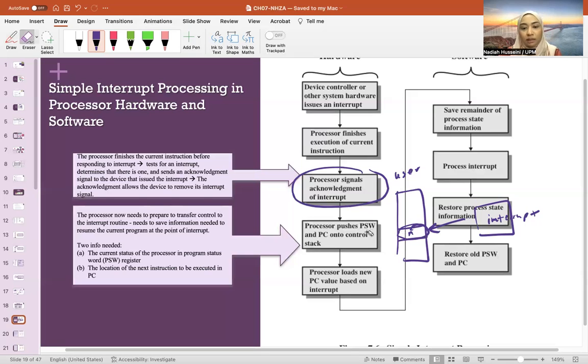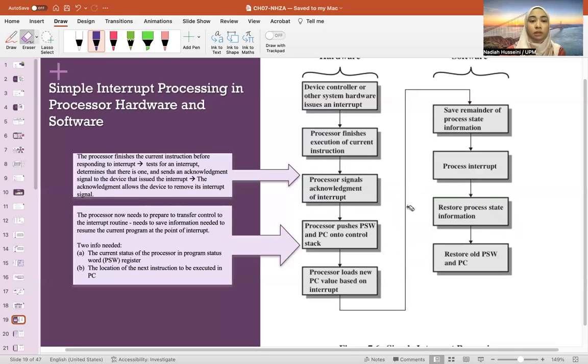Okay, so that is your PSW and PC. PC is your program counter, if you still remember. PSW is a new term. It is your program status word. So program status word and program counter go onto the control stack. And then the processor loads a new PC value based on the interrupt. Let's say the interrupt happens at Y. So the processor loads the new PC to become Y. Previously, it was processing another instruction, but now it has to process the interrupt, which is happening at Y. So it loads the value Y. We will see this later in a flow diagram.